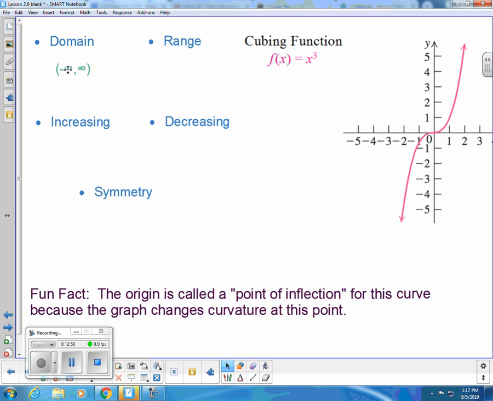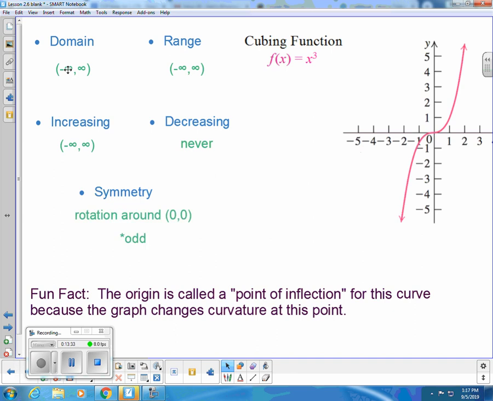All reals. Range, bottom to top. All reals. If you draw your line around that, I am increasing. Still increasing, yes? It's never decreasing. As your x's get bigger, the y's get bigger. The symmetry, even or odd? Odd, it's rotating around the origin.